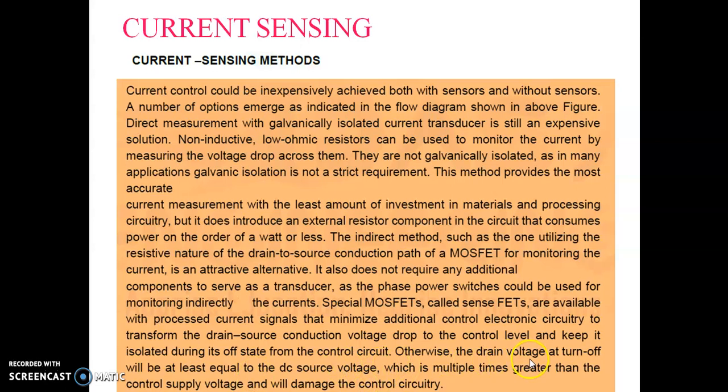Otherwise, the drain voltage at the turn off will be at least equal to the DC source voltage, which is multiple times greater than the control supply voltage and will damage the control circuitry.